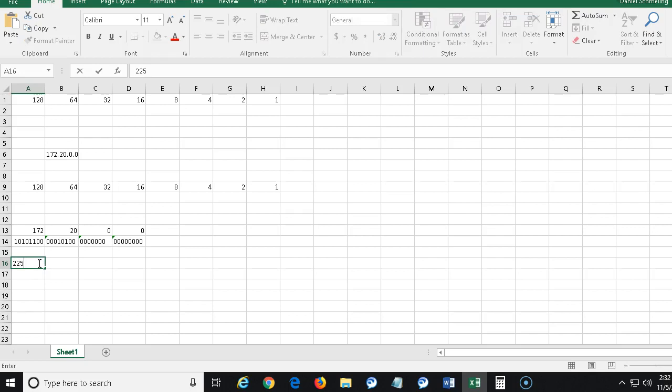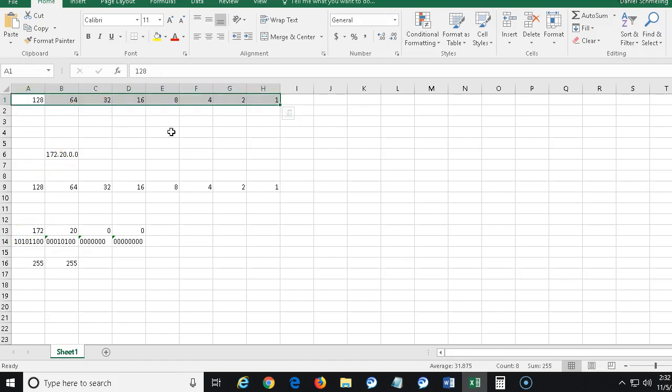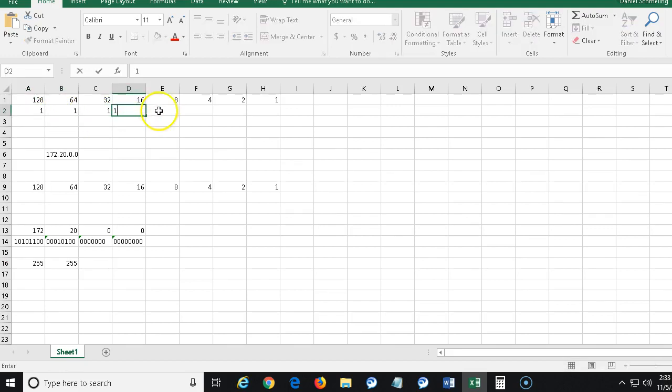So we're calculating our subnet mask at the same time, right? 255, 255, because we're not going to borrow anything from the subnet side. We're going to borrow it from the host side, right? And we needed to borrow 6, right? So we're going to put 1, 1, 1, 1, 1, 1. Okay, so we're borrowing 6 right here.